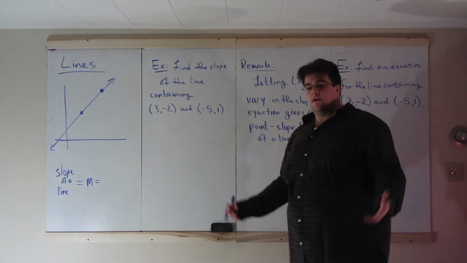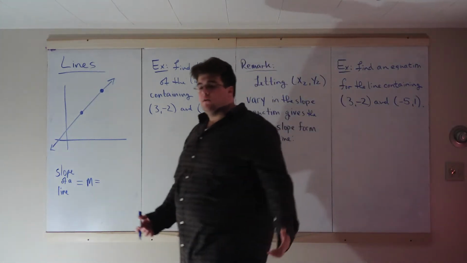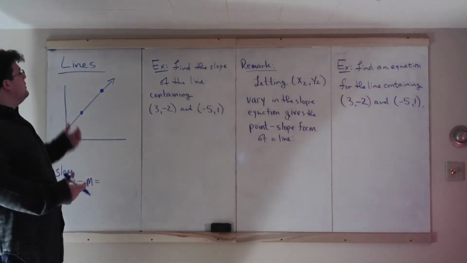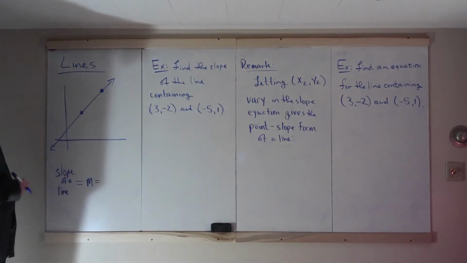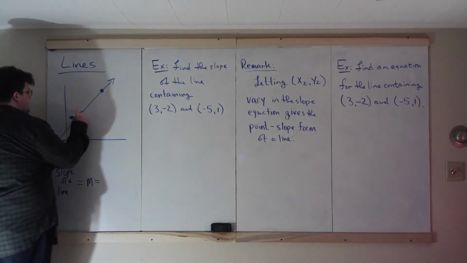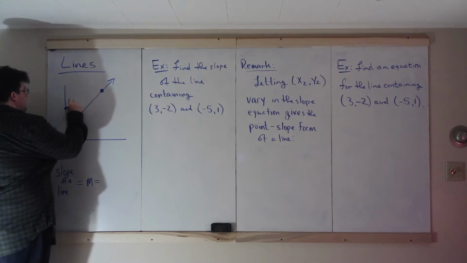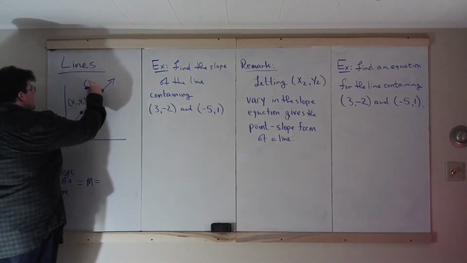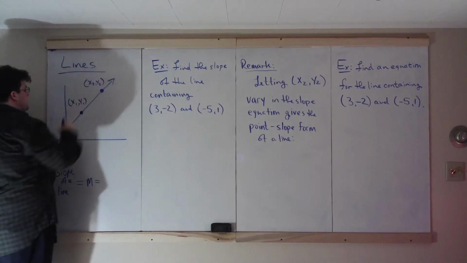Next, we're going to talk about lines and quadratic functions, and polynomials in general a little, but let's first talk about lines. So right here we have a line, and a line is defined by 2 points. So let's take 2 points on the line. Let's call them x1, y1, and x2, y2.